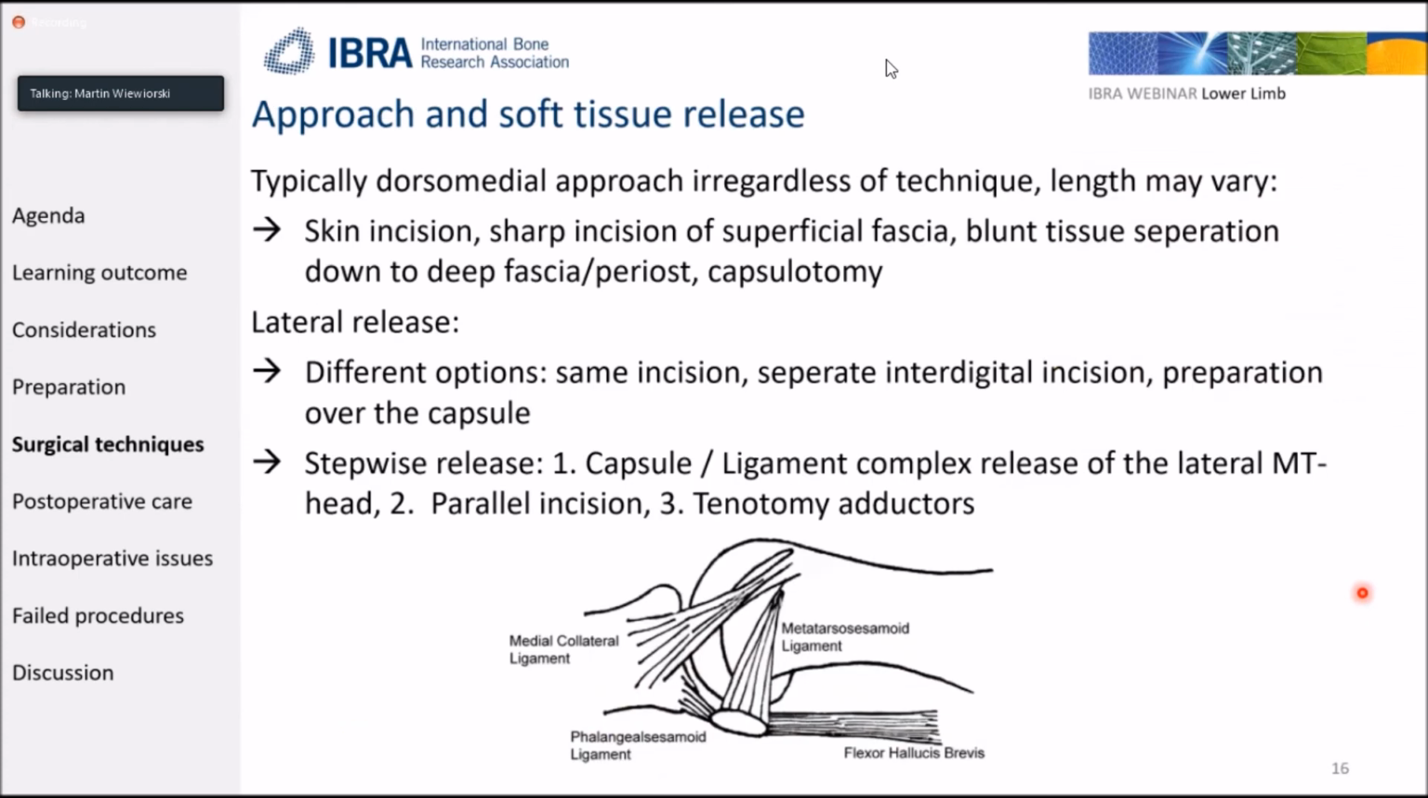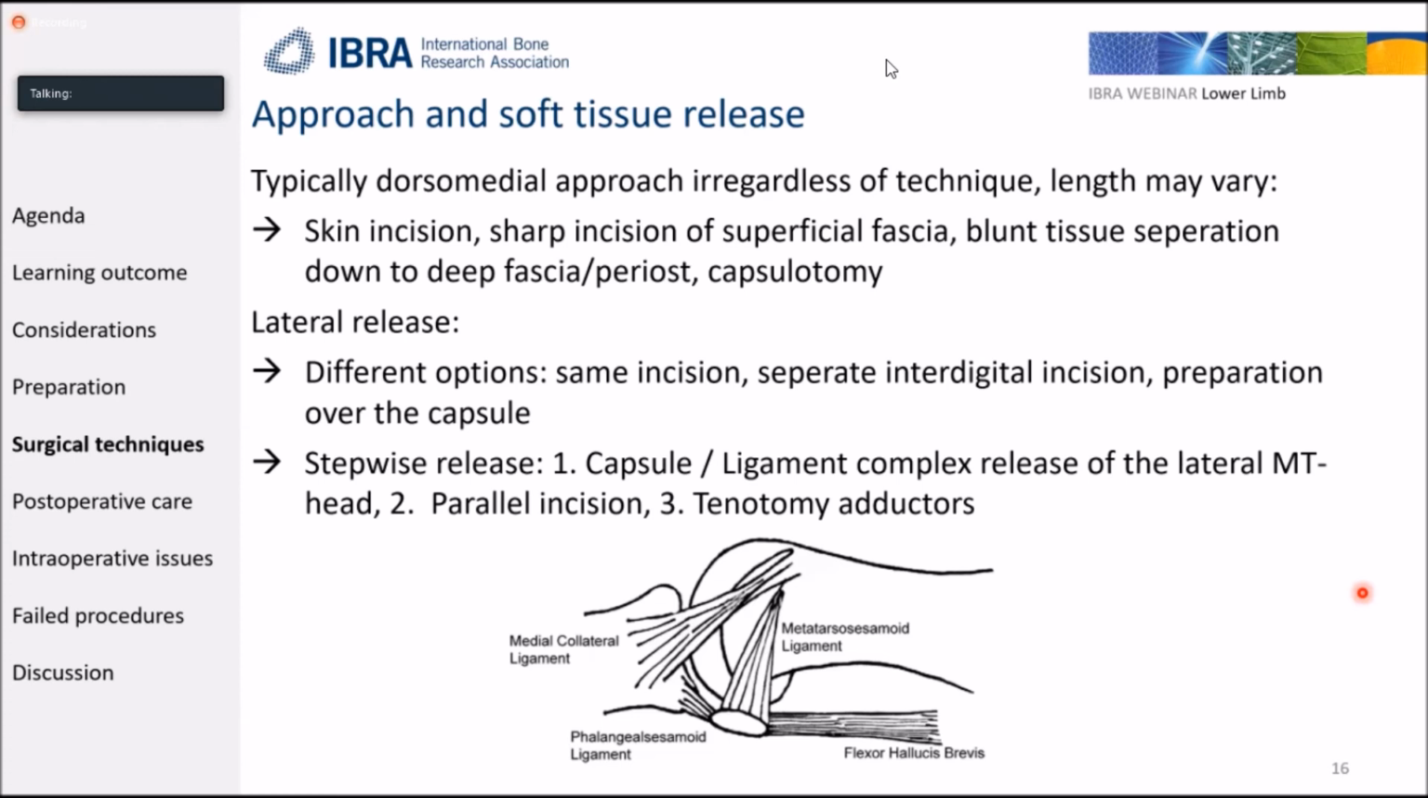Of course, any kind of Hallux valgus surgery, whatever you're doing, any open procedure is going to start with the soft tissue approach and the soft tissue release. Typically, a dorsal-medial approach is performed regardless of the technique, and the length of the incision may vary. I do just a skin incision, then with another blade a sharp incision of just the superficial fascia. I do a lot of hemostasis on the way there. Personally, I prefer to work with a tourniquet.